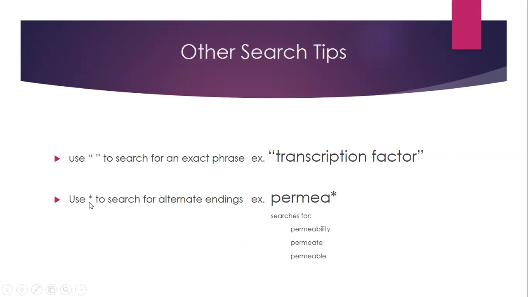And you can use an asterisk to search for alternate endings. So if you use a root word, in this case, if we search PERMEA with an asterisk at the end, the database is automatically going to search for alternate endings there. So it'll search for words like permeability, permeate, permeable.